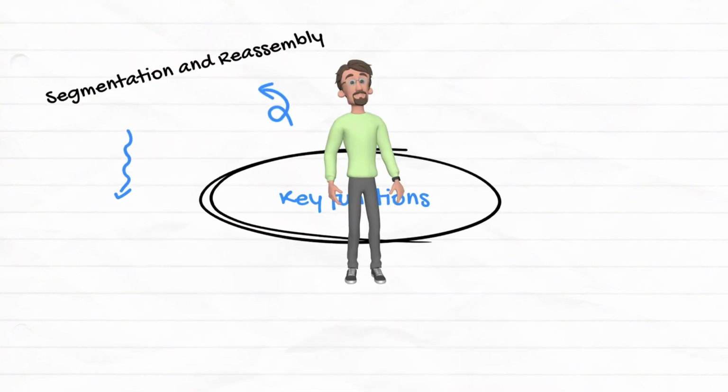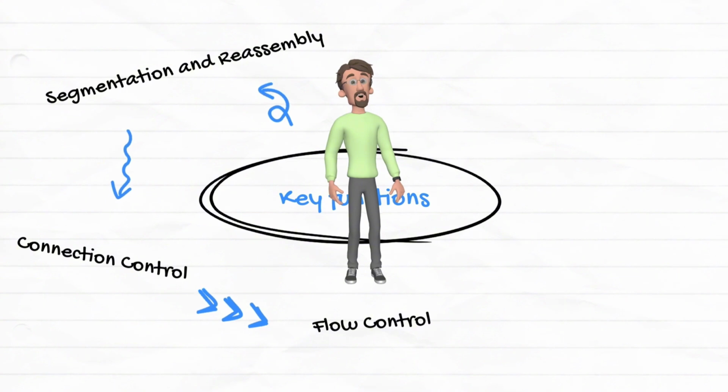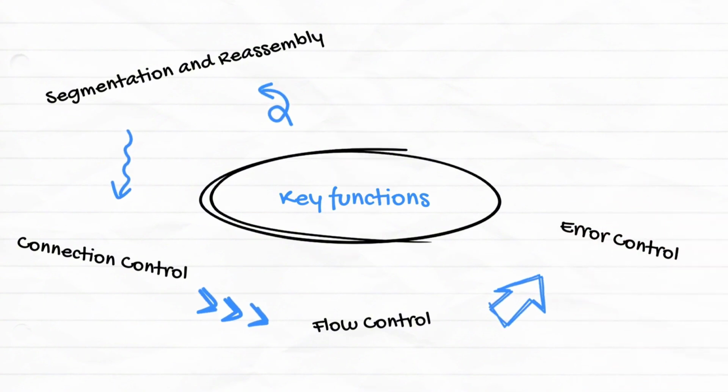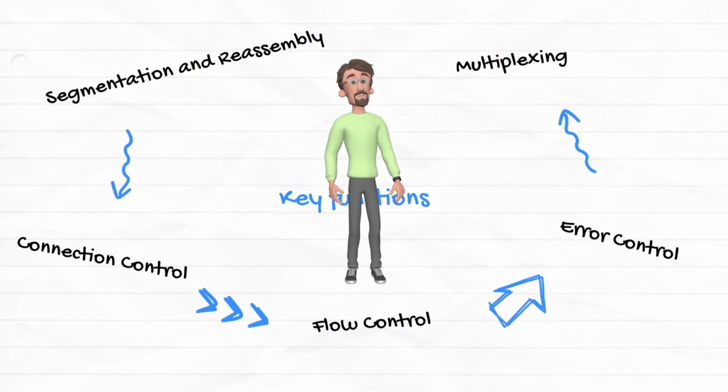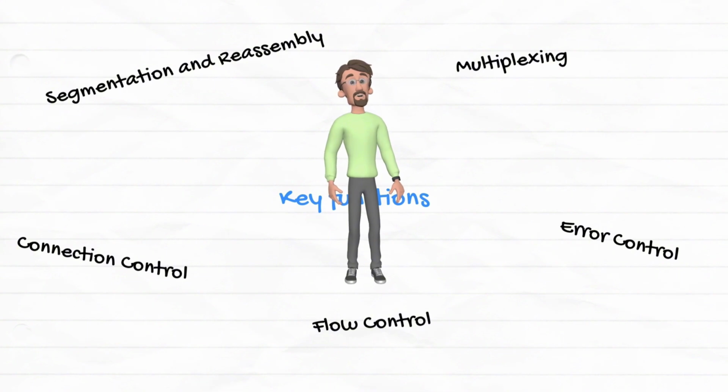Segmentation and reassembly breaks down large data streams into smaller segments for transmission and reassembles them at the destination. Example: imagine you are writing a very long letter to a friend. Instead of sending the entire letter in one go, you divide it into multiple pages and send each page separately. When your friend receives all the pages, they put them back together to read the complete letter. Similarly, in networking, large data streams are divided into smaller segments for easier transmission and then reassembled at the destination to form the original data.